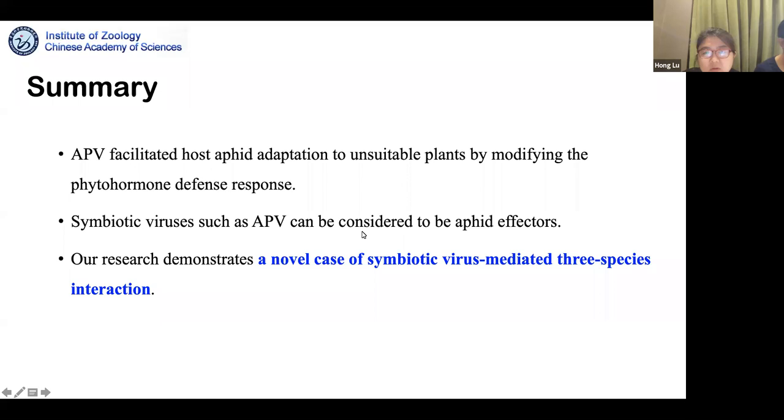And so how are you measuring fitness? Because fitness is sometimes measured by number of offspring, right? Number of progeny. And in this case, you said reproduction is decreased. So what is your measure of fitness? What method was used to measure fitness?